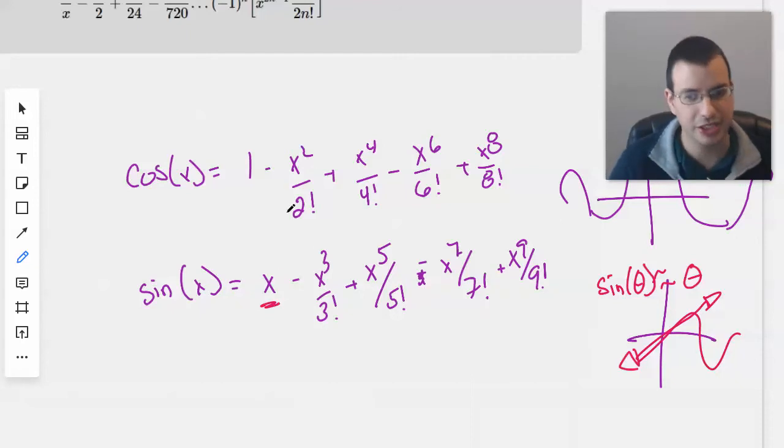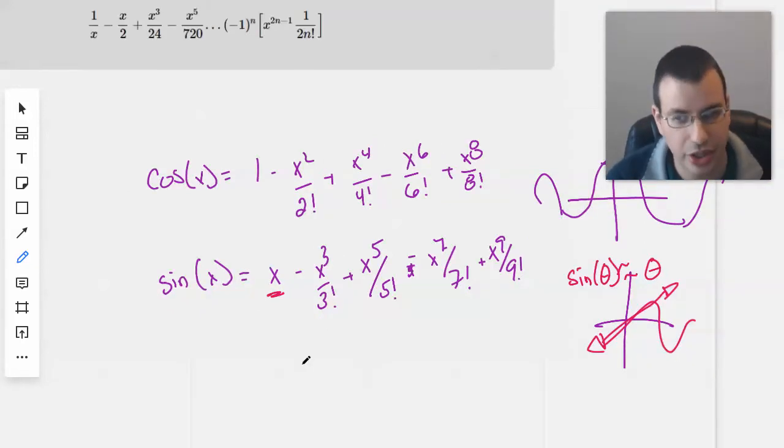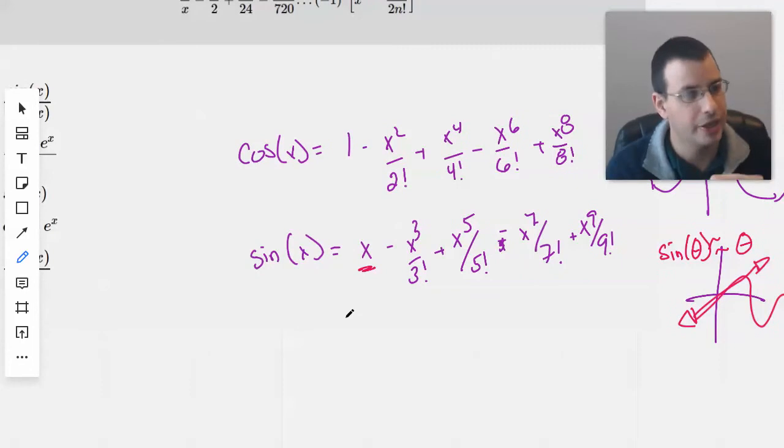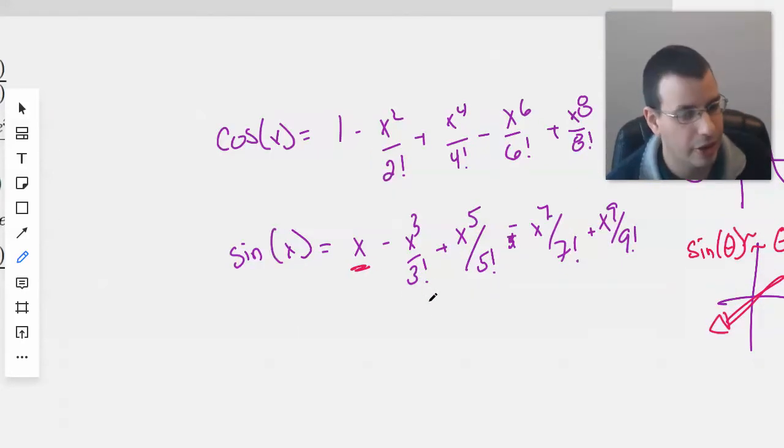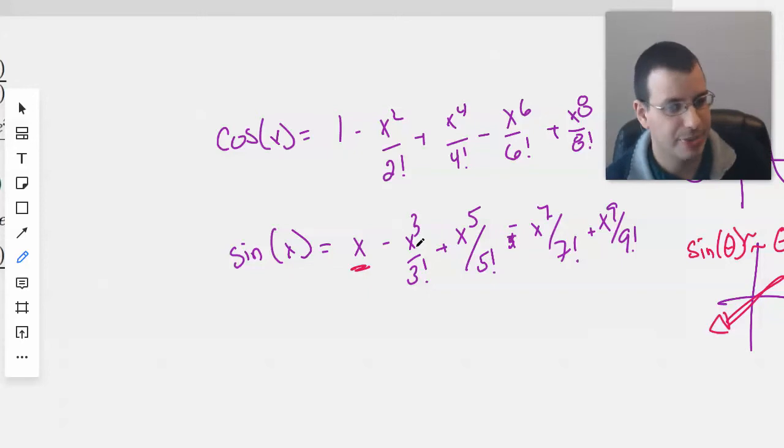You start with the x, and then you follow the same pattern that you did with cosine, where you go up by powers of 2 each time. And then you remember to divide by the factorial of the same number as the power. So 3, 3, 5, 5, 7, 7.